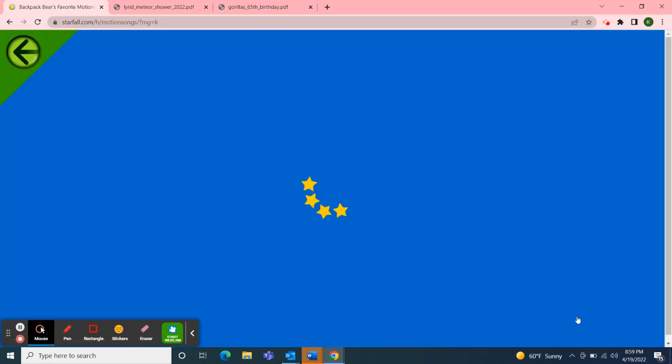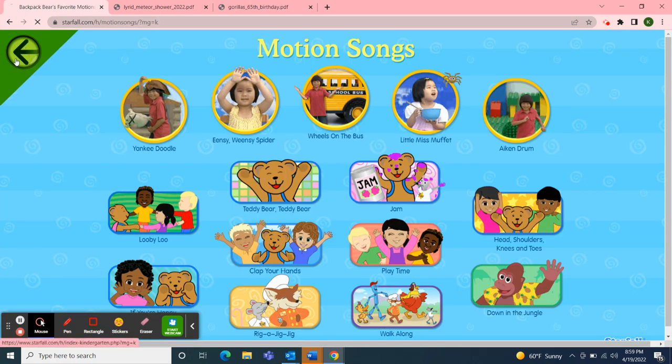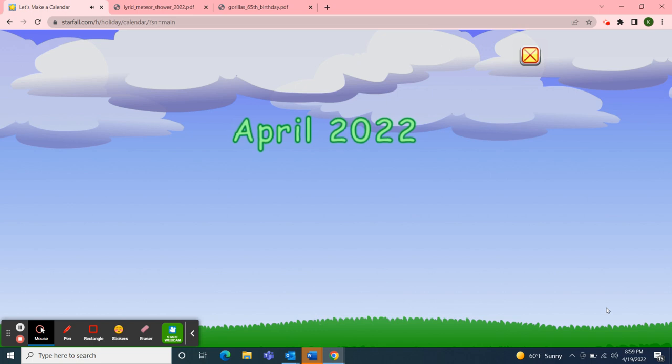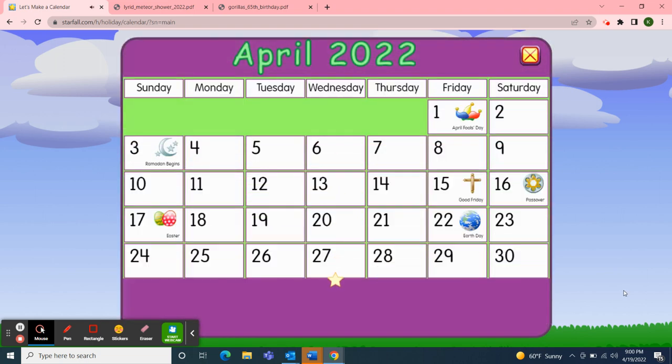Next, I'll use Starfall for our calendar activity, so I'll move over to the April calendar. Yippee! It's April 2022. Let's make a calendar. First, we'll start with the days of the week. Sunday, Monday, Tuesday, Wednesday, Thursday, Friday, Saturday.